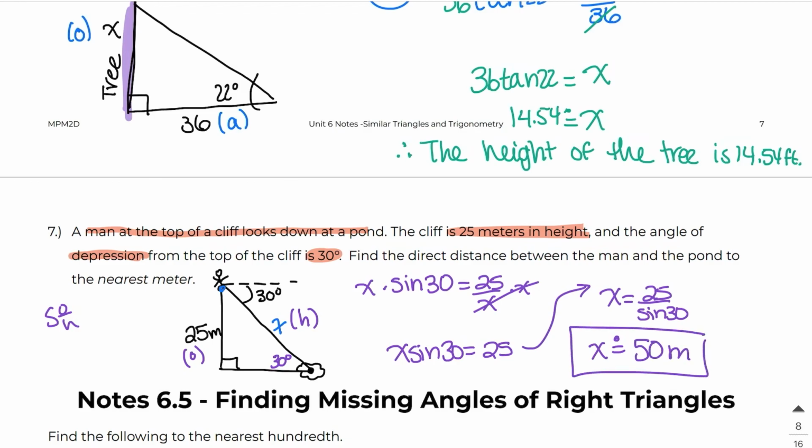Okay. Another option that you have is you could have said that this angle inside of here was 60 degrees, because 90 minus 30 is 60. That would change what this is here, because it is no longer going to be the opposite. We'll talk about this a little bit more next time I see you in class.